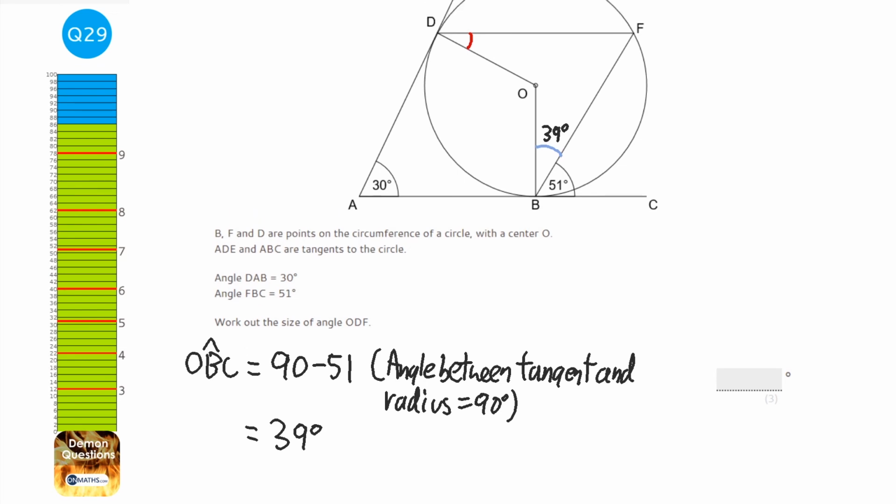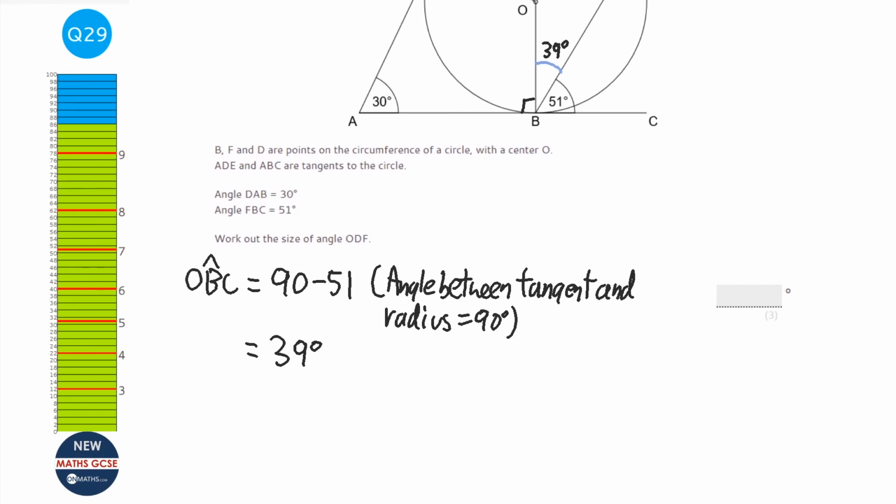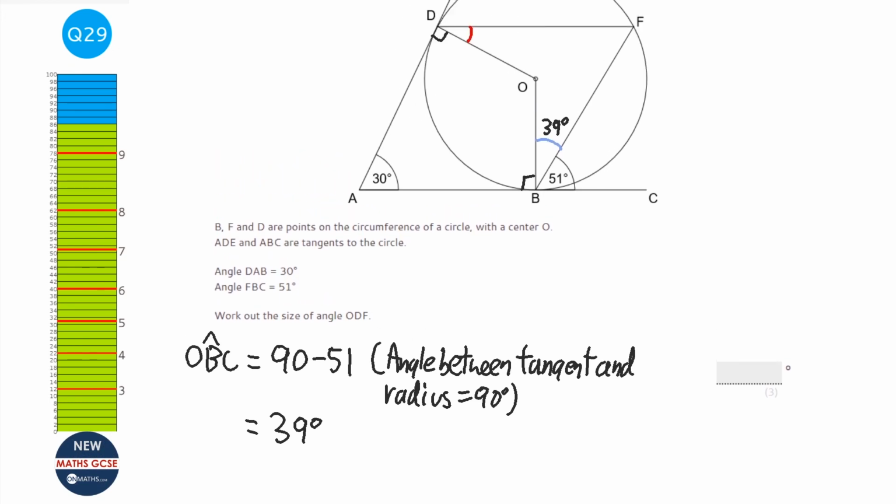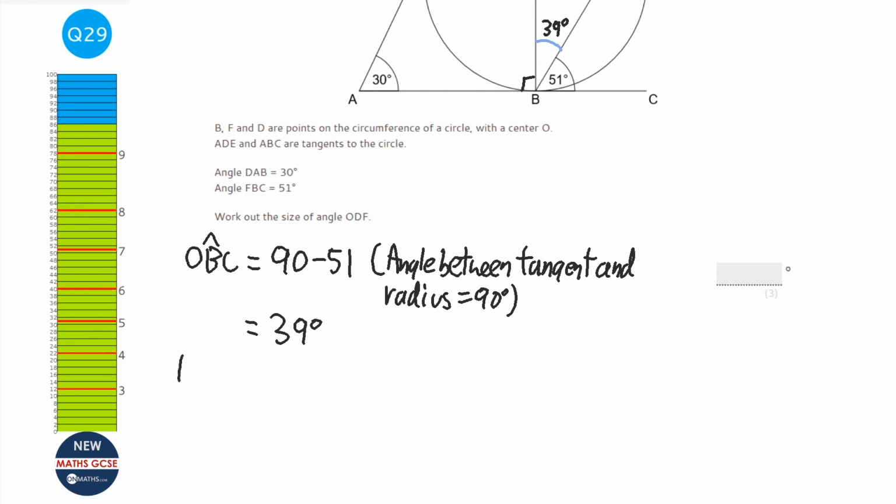So let's have a look at what else I can work out. Well, that's also 90 degrees, and that's also 90 degrees. And ADOB is a quadrilateral. So we can work out which angle we're going to pick next. Well, let's pick this angle here next. So what's that? DOB. So angle DOB is going to equal 360 take away 30 plus 90 plus 90.